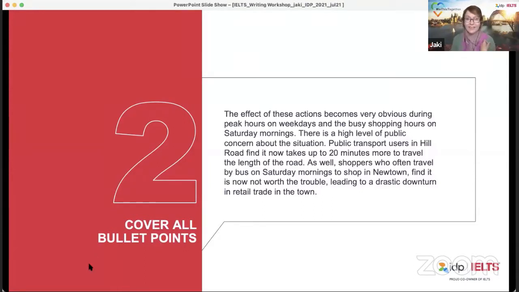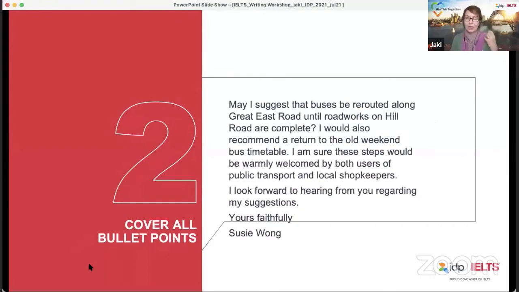Okay, so this is something you have to think about when you're writing your letter. Third bullet point are the suggestions. So again, we have to have more than one, right? May I suggest buses be rerouted along Great Eastern Road until roadworks are complete? I would also, there's another linker, recommend a return to the old weekend timetable. I'm sure these steps will be warmly welcomed. Okay, so this is the third bullet point.